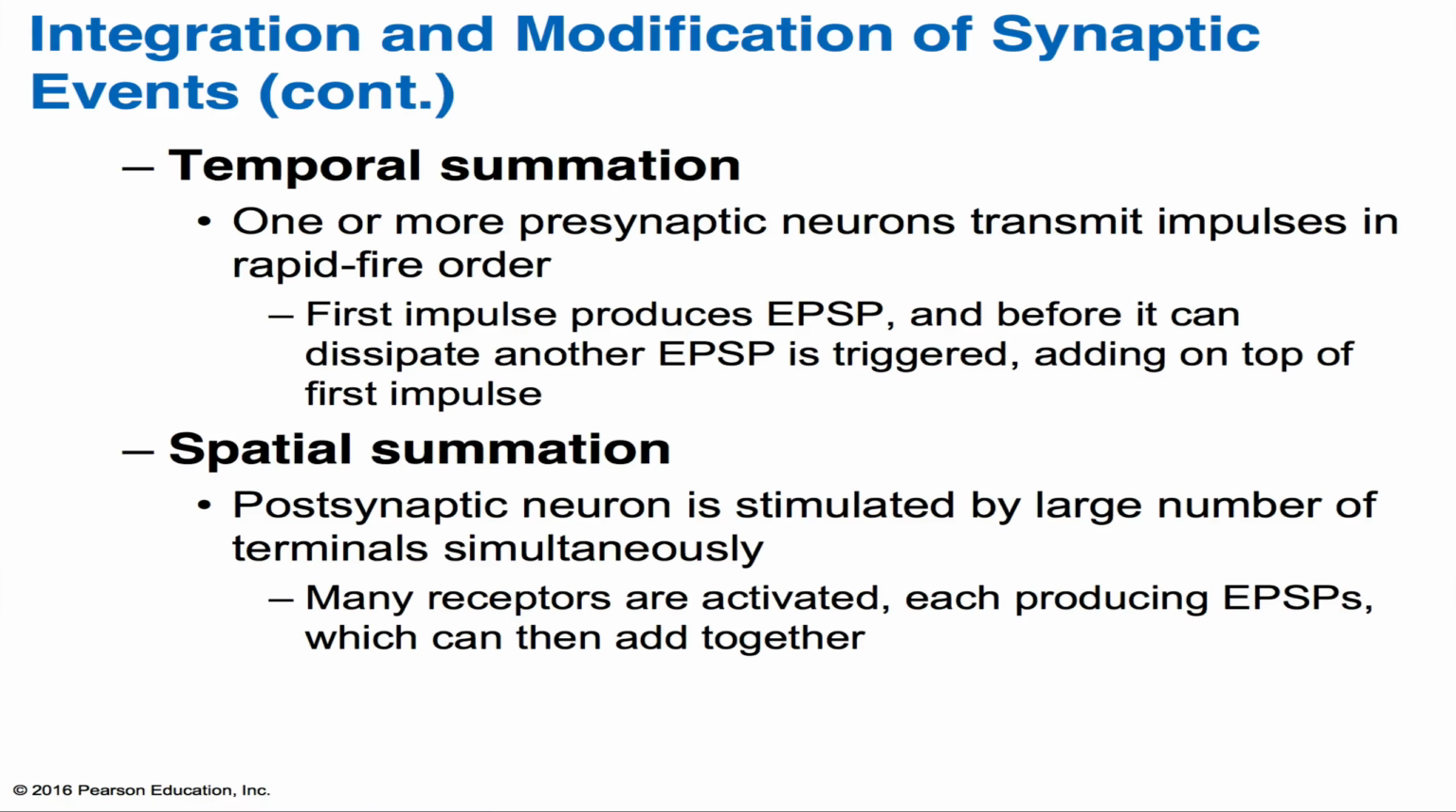In spatial summation, the postsynaptic neuron is stimulated at the same time by a large number of terminals from the same, or more commonly, different neurons. We get a huge number of receptors that bind neurotransmitters and simultaneously initiate EPSPs. This summates and dramatically enhances the depolarization. The other thing to mention, which is not listed over here, is that IPSPs also summate both temporally and spatially. So in their case, the postsynaptic neuron is going to be inhibited to a greater degree.